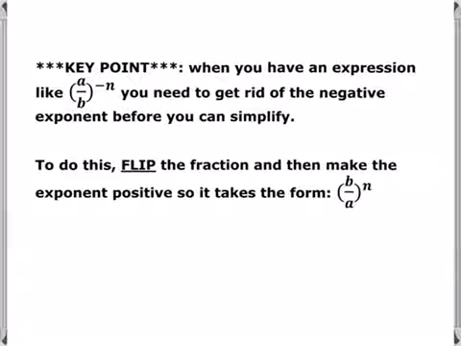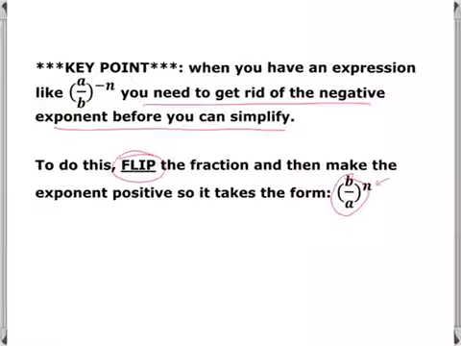When you have an expression like a over b to the negative n power, you need to get rid of the negative exponent before you can simplify. So in order to do this, we're just going to flip the entire fraction over inside the parentheses and change our exponent to a positive. Then we go about the process of distributing or applying the exponent to everything inside and simplifying from there.